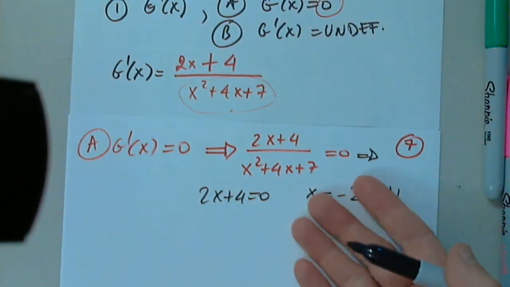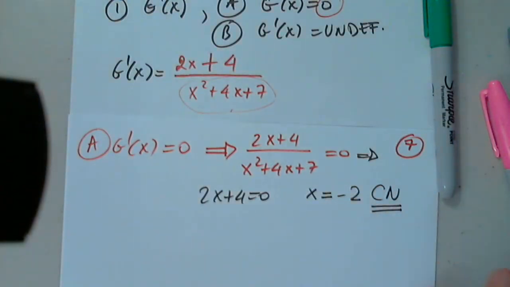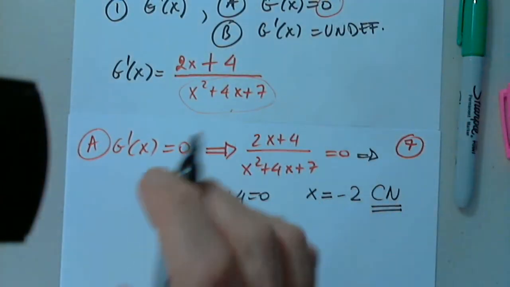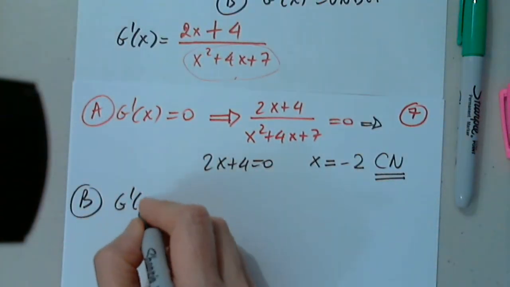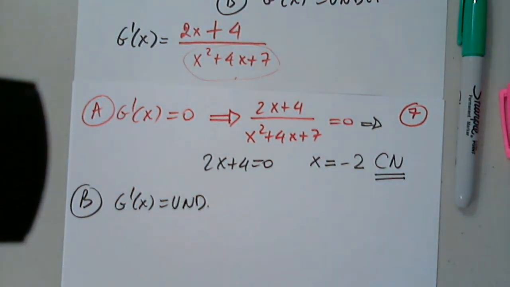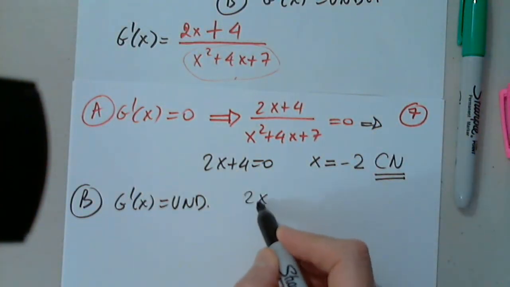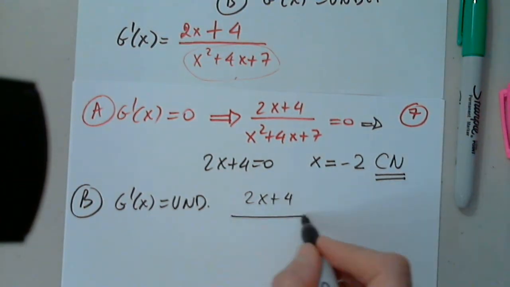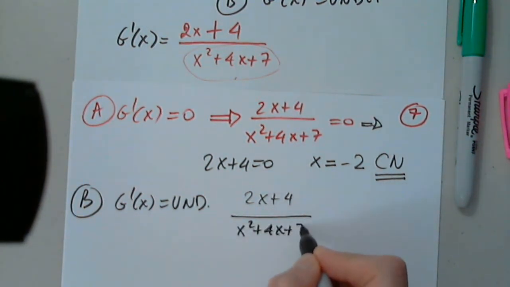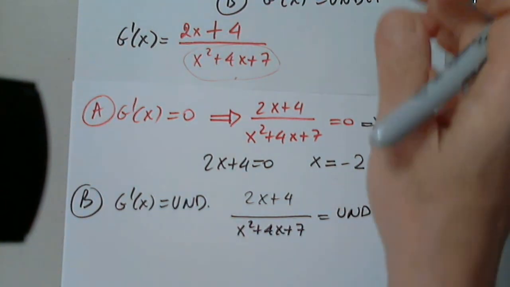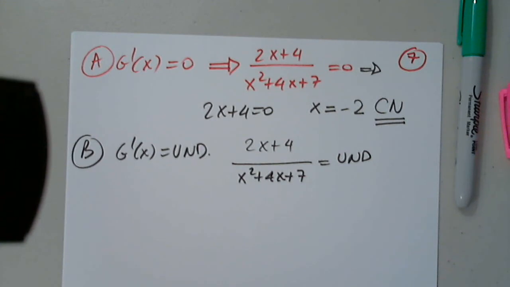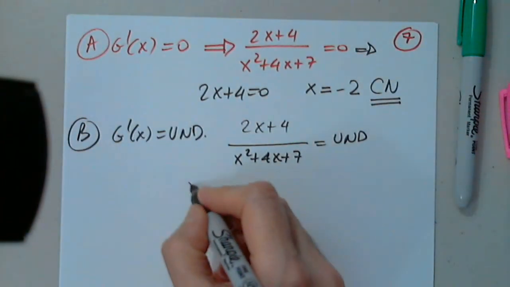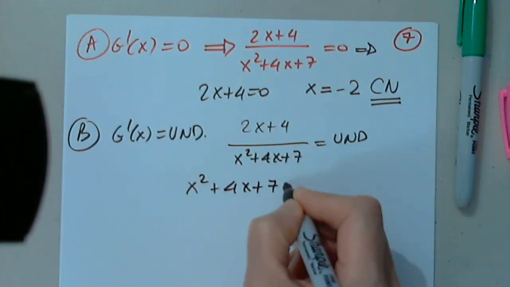Will this be a max or min? I have no clue. I have not investigated anything yet. I have to look at the second possibility, when g prime of x is undefined. When is this fraction undefined? When will 2x plus 4 over x squared plus 4x plus 7 be undefined? In which situation? Denominator equals 0. Excellent. Only when x squared plus 4x plus 7 equals 0.